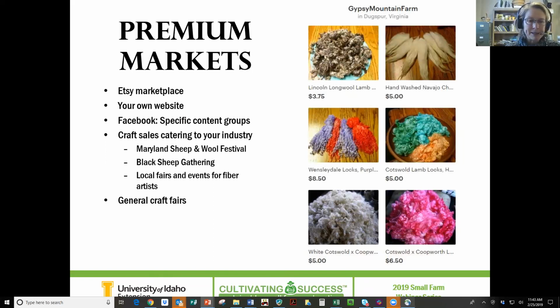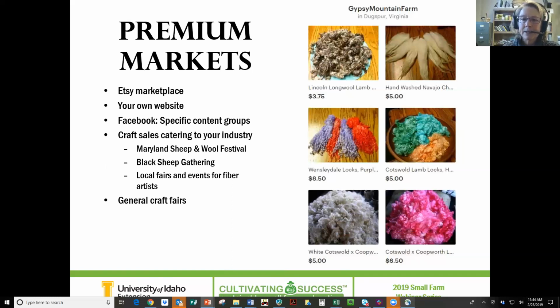One thing that really helped my business was going to craft sales that were very specific to the industry. Maryland Sheep and Wool Festival is the very biggest in the country. I don't know if you want to go to Maryland, but if you get an opportunity, it would be an education. Black Sheep Gathering is in Eugene, Oregon, and Oregon Flock and Fiber is near south of Portland. One's in the spring and one's in the fall. And we also have local fairs and events for fiber artists, like in Coeur d'Alene, there's Log Cabin Fiber Arts Festival on March 16th. More general craft fairs were never very successful for me. People would like to see me sitting there spinning and with all my wares, but it's just too specific.